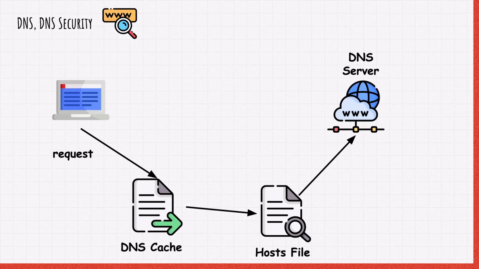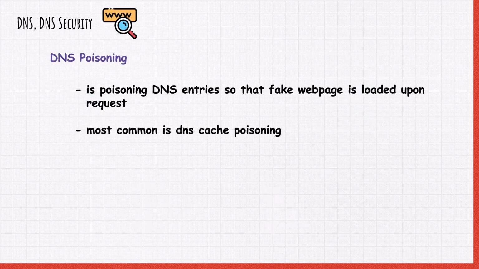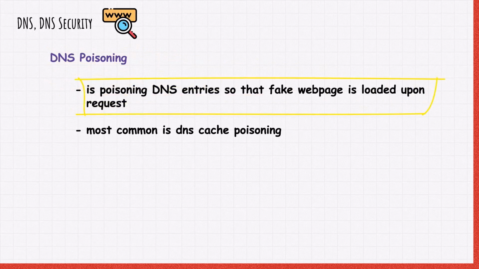But this is a security course, right? So let's also focus on DNS security. Let's start off by mentioning the most common attack on DNS, and that is DNS poisoning. DNS poisoning is an attack where for a certain domain, an incorrect IP address is given, which can lead to a fake website. Now, poisoning can be done by injecting the record for that domain into any of the steps that we talked about on the previous slide.